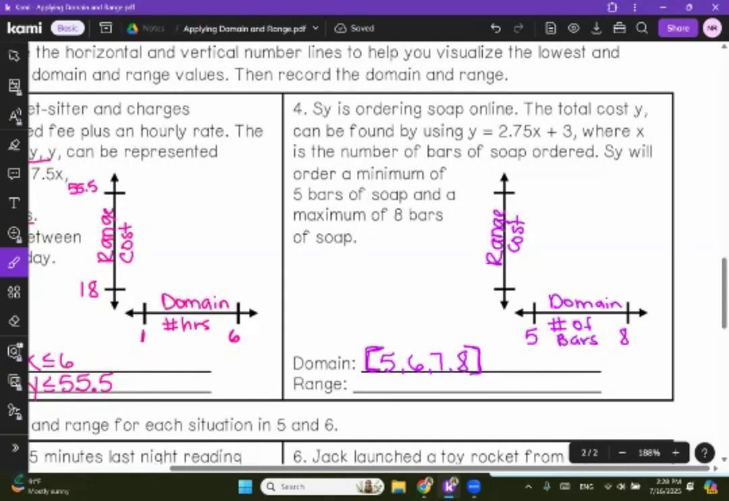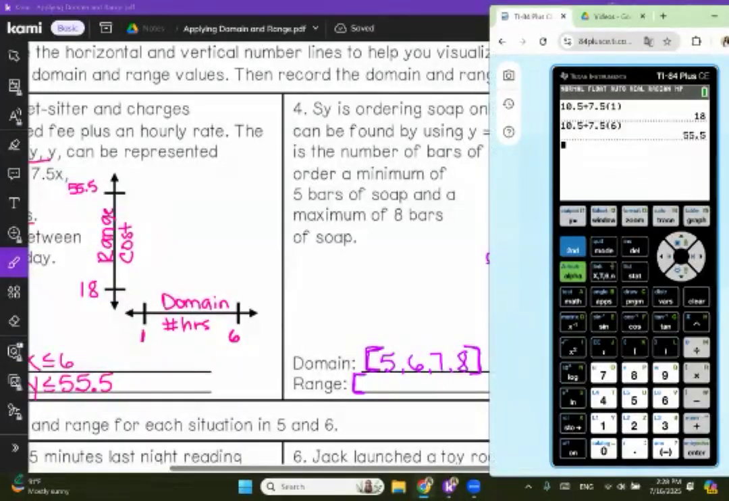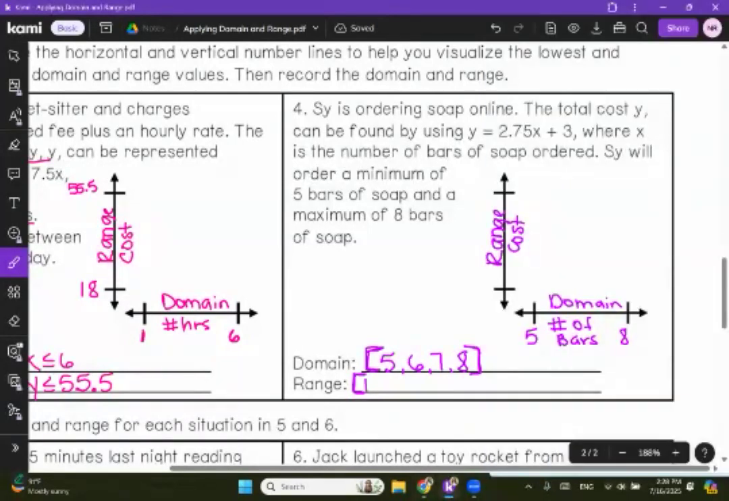Now the range is going to be determined by plugging in each and every one of these numbers. Okay, so if he orders exactly 5 bars, let's do it that way, clear this out. My equation is 2.75 times 5, that's my X, plus 3. If he orders exactly 5 bars, the least amount that he's going to pay is $16.75.